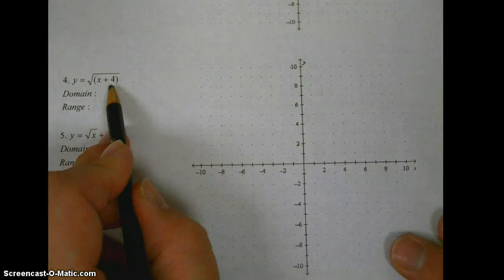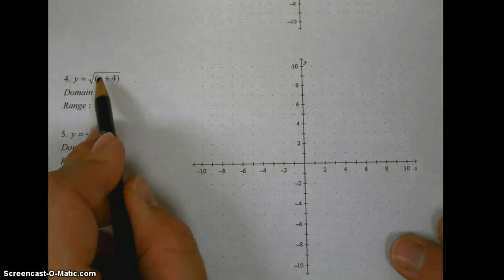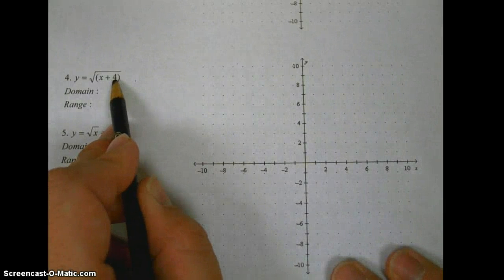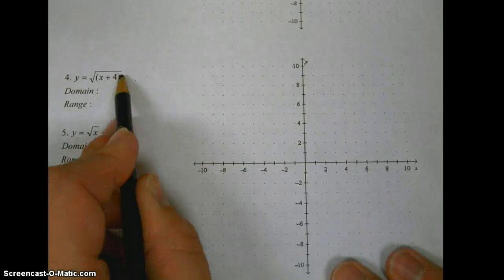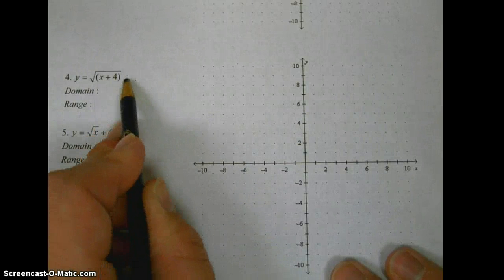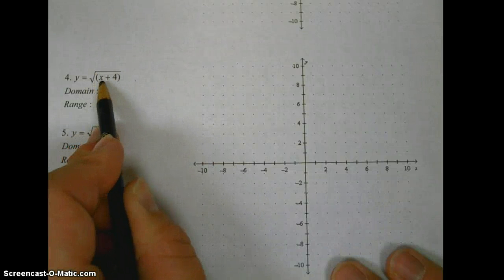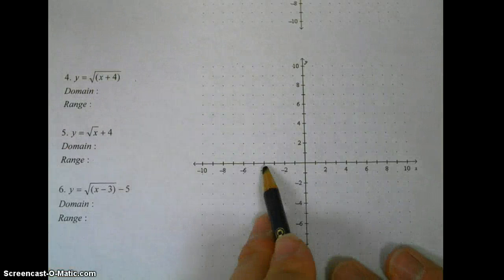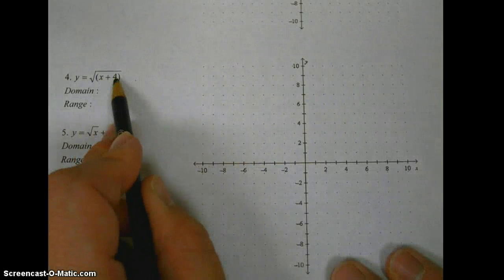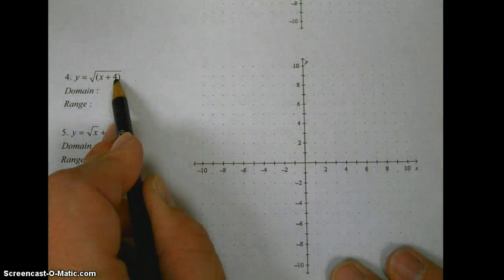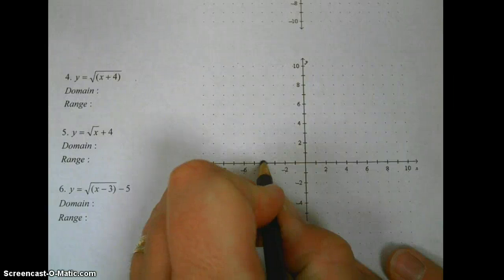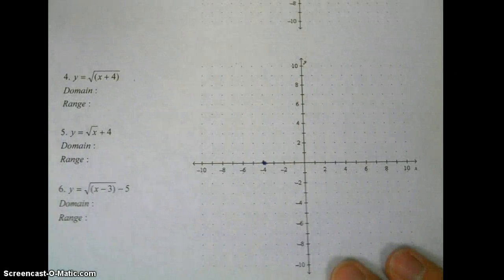Alright, now we have a shift. We have x plus 4. Let's take a look at that. What will make this 0? What value of x will make this 0? Correct, -4. So -4 is where we're going to start for our input. So plugging -4 in, we get -4 plus 4, which is 0. Square root of 0 is 0. So at -4, our output is 0.